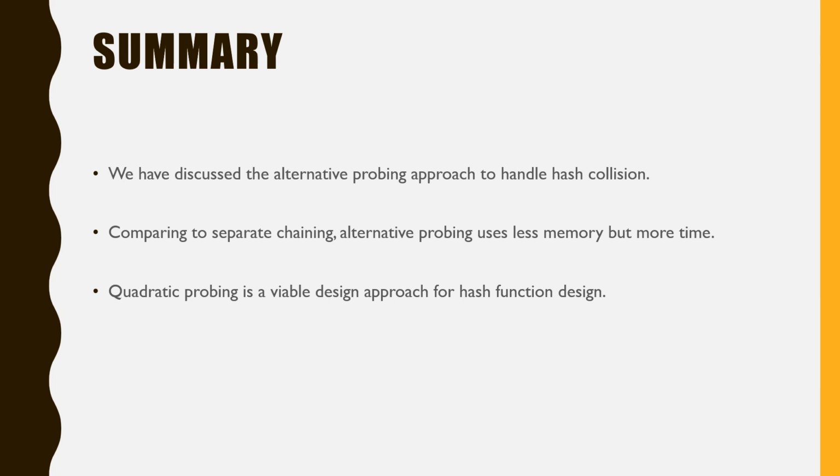In summary, we have discussed the alternative probing approach for handling hash table collision. Compared to separate chaining, alternative probing uses less memory but more time. For the design of hash function series, we recommend using quadratic probing with table doubling.